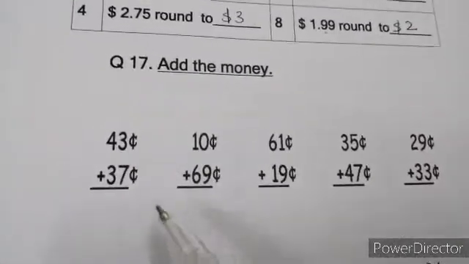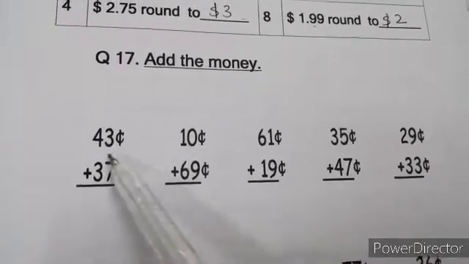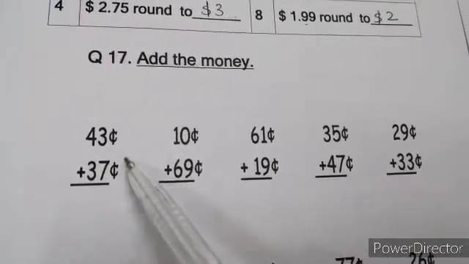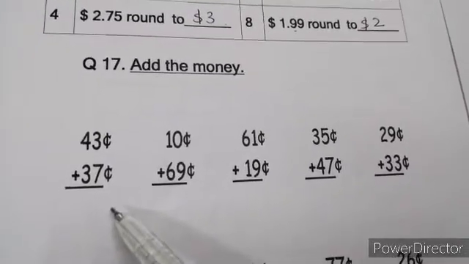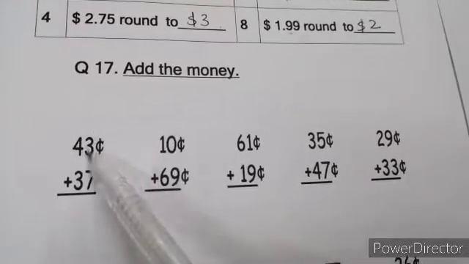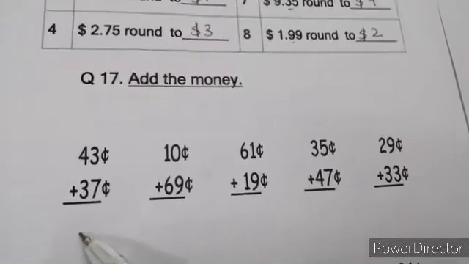Addition of money is very simple. It's just like adding two numbers. Two-digit numbers we are going to add, but they are cents. So while writing the answer, we have to put the unit cents.